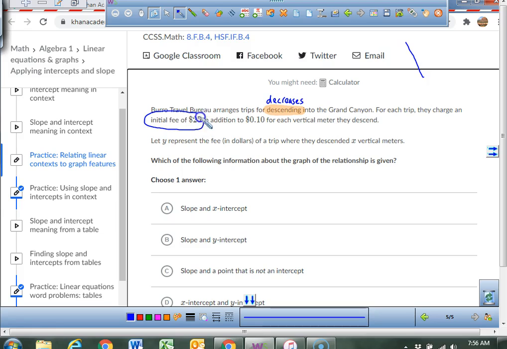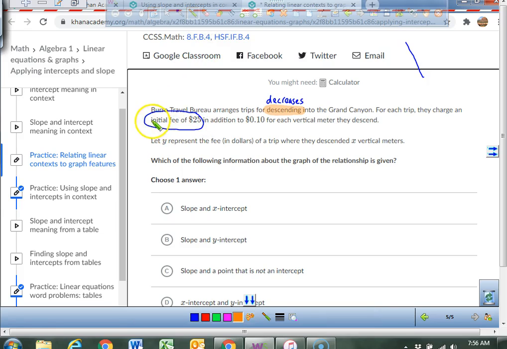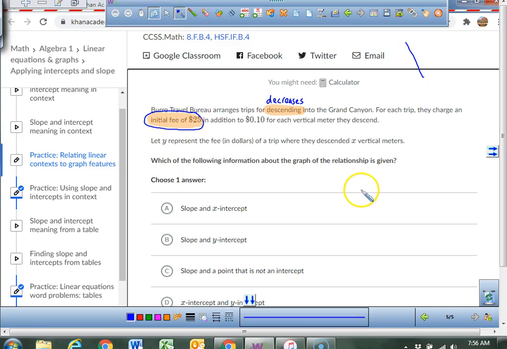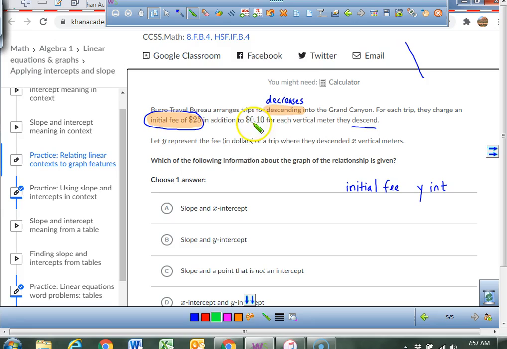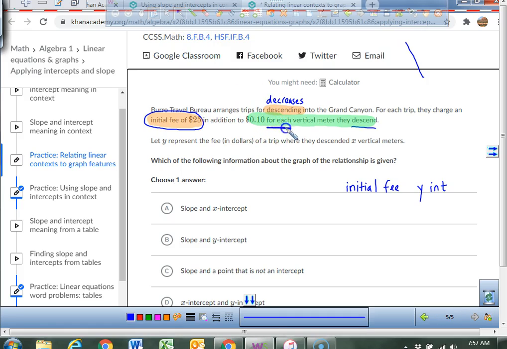For those students who are in my class, they kind of gave us something right there. What's the initial? What does that mean? Anytime you guys see the word initial, what does that refer to? Yeah, the start, right? So the initial fee is always going to be the y-intercept, all right? And then, in addition to that, they charge 10 cents for each vertical meter they descend. So right now, what is this 10 cents charged for each meter? Oh, keyword, for each. I know that's two words, sorry, for each. That is referring to the slope.